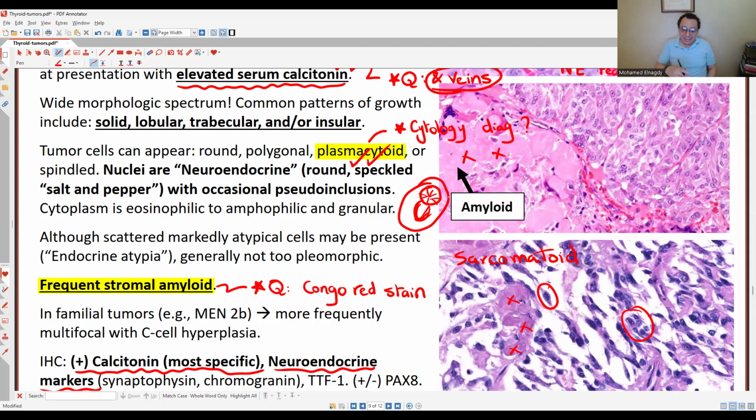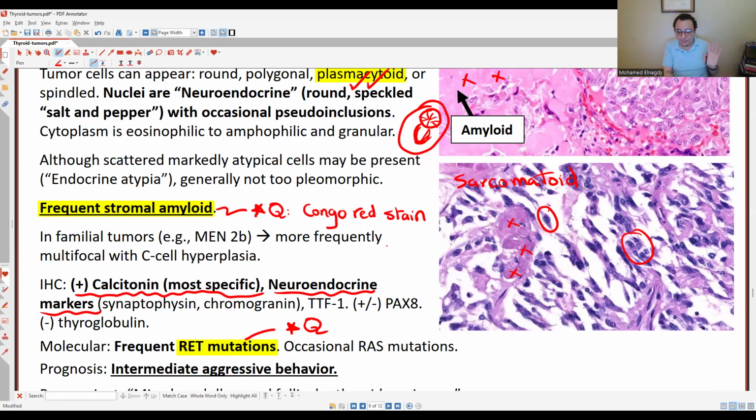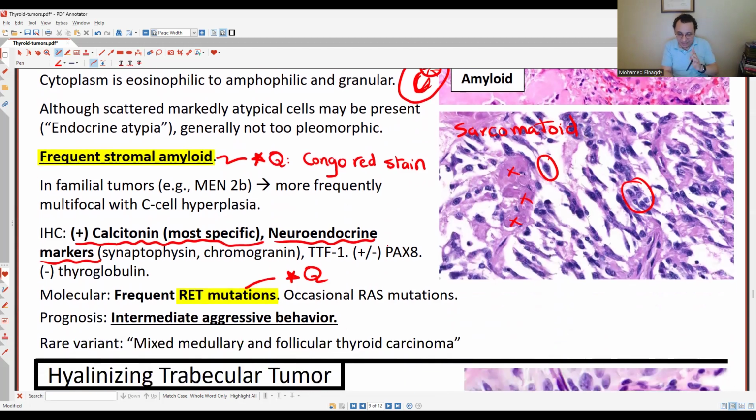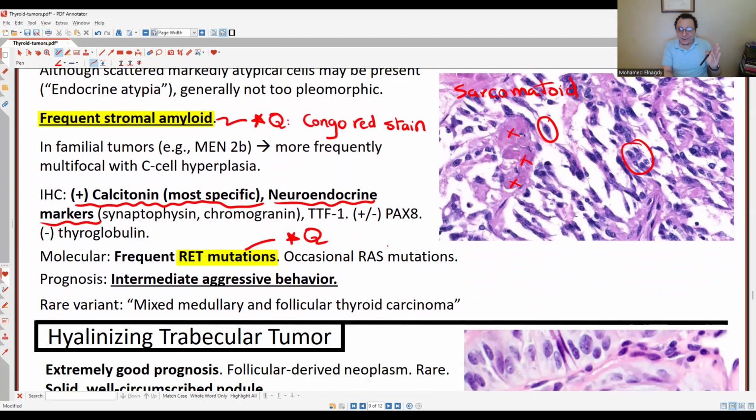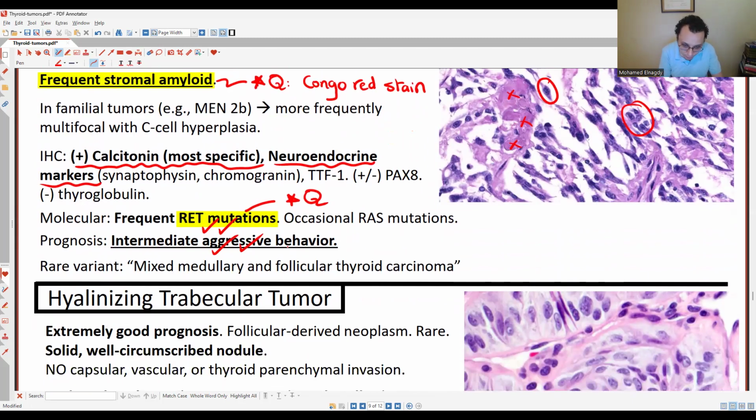It's like plasma cells, and they always try to confuse you whether this is a plasmacytoma, multiple myeloma, or medullary thyroid cancer. However, when you see that on fine needle aspiration of a thyroid mass in a patient suffering from a thyroid mass, that's medullary thyroid cancer. Don't call it anything else, in the boards, of course. In real life, you might need to check the patient history and see if there's elevated calcitonin. That's a different story. But here in the boards, it's medullary thyroid cancer. Just trust me. RET mutation, intermediate aggressive behavior, okay?